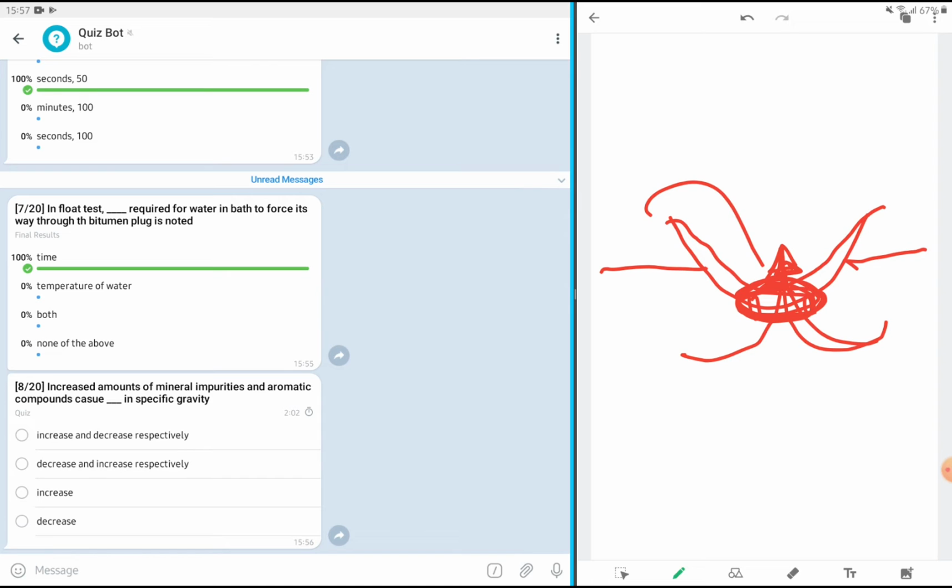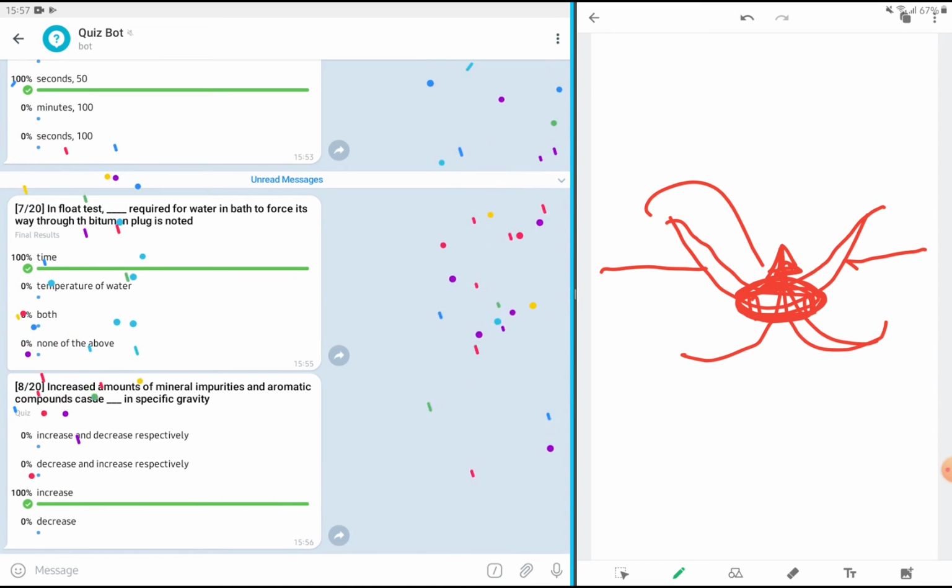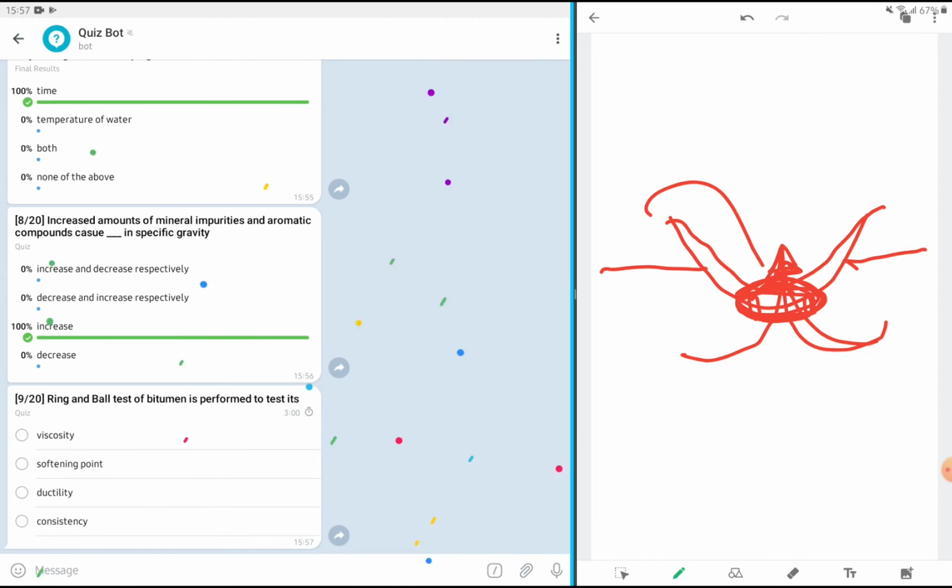Okay, let's select the option increase. Both the things, mineral impurities or aromatic compounds, are going to increase the specific gravity of bitumen. Then, ring and ball test of bitumen is performed to test its.